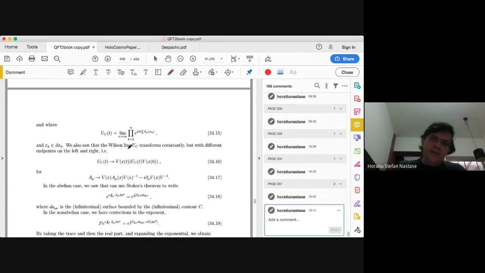We also saw that the Wilson line transforms covariantly, meaning U_C(t) goes from the left with the gauge parameter V at the point x(t), and from the right with V at the point x(0). So if U_C is the Wilson line from x(0) to x(t), and the gauge transformation is with parameter V(x), then A_mu goes to V(x) A_mu(x) V(x)^-1 minus i (d_mu V(x)) V^-1.